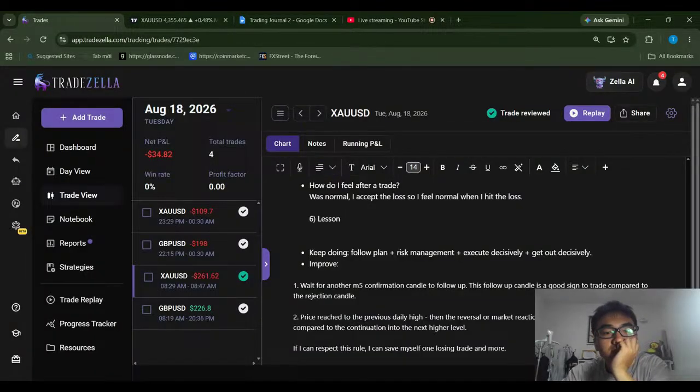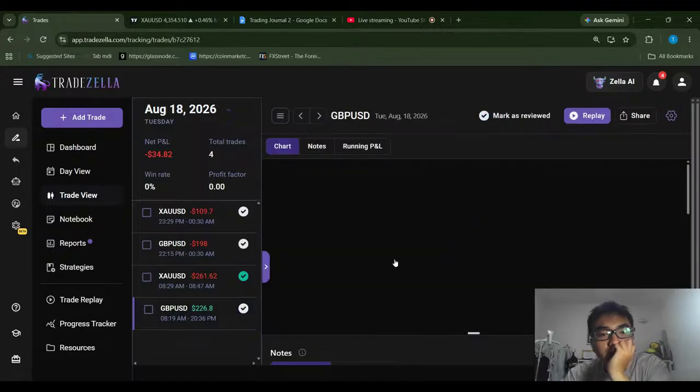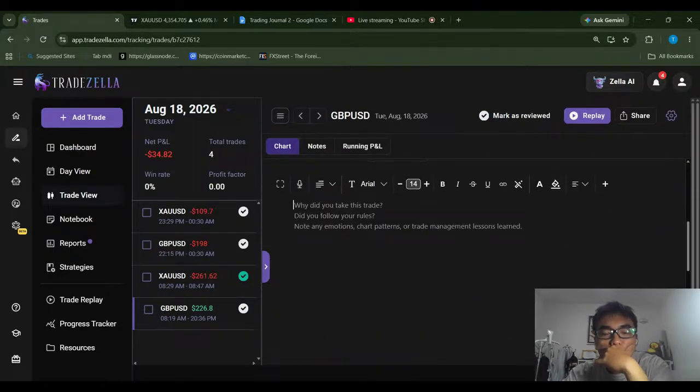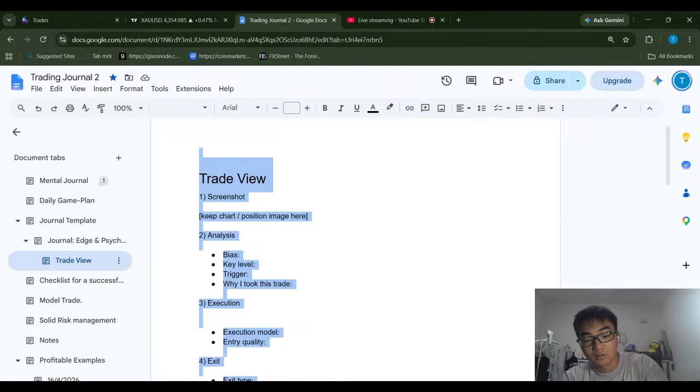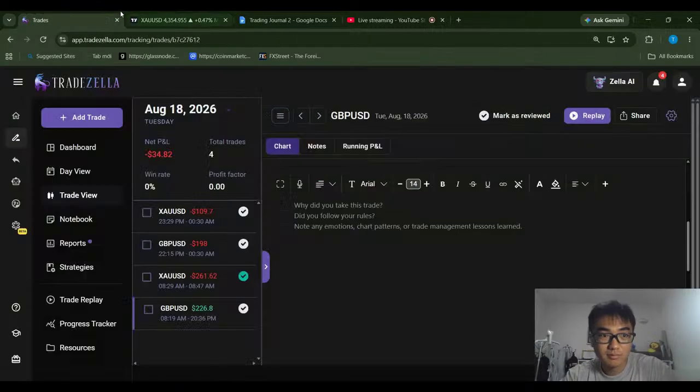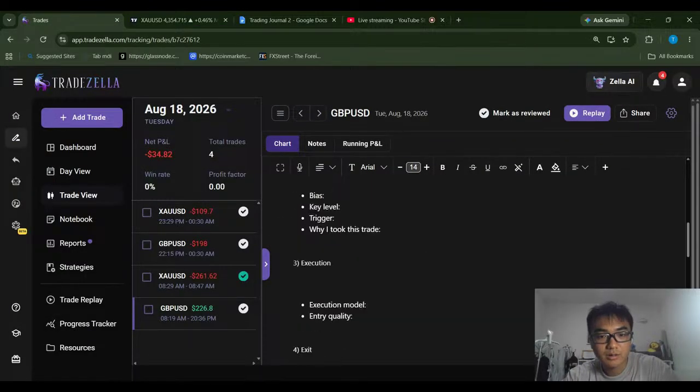The next trade on the GBP USD. This is a little more trade.